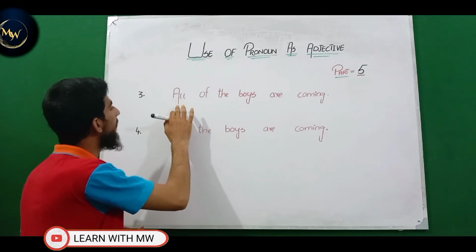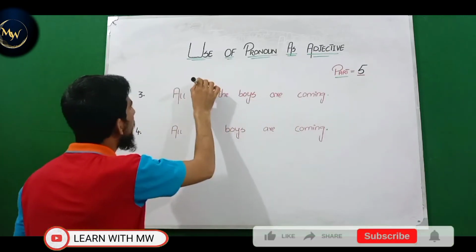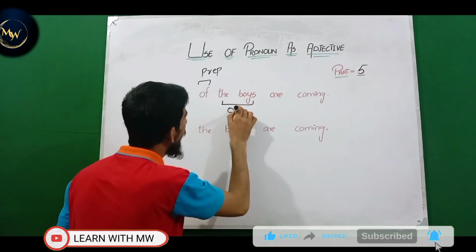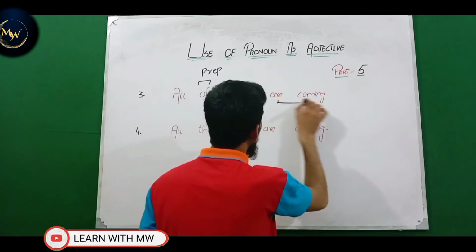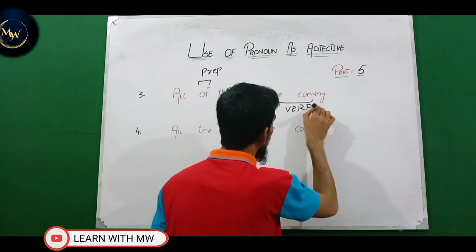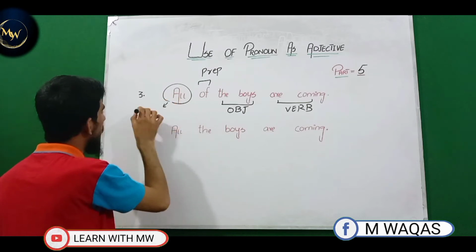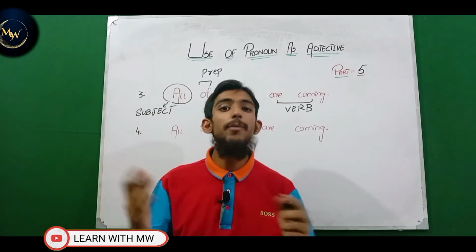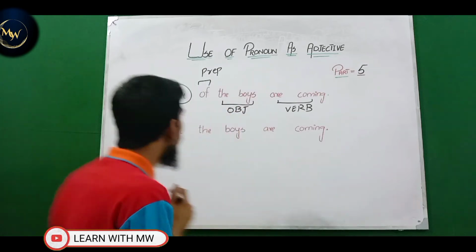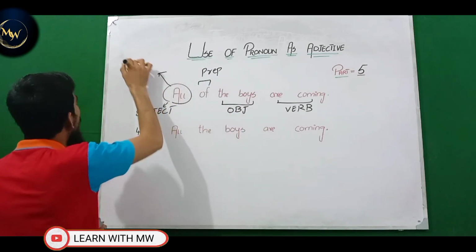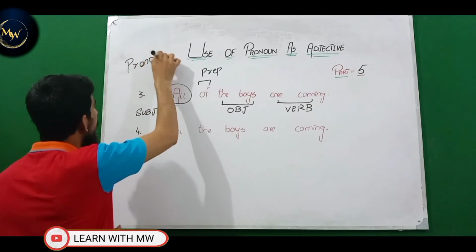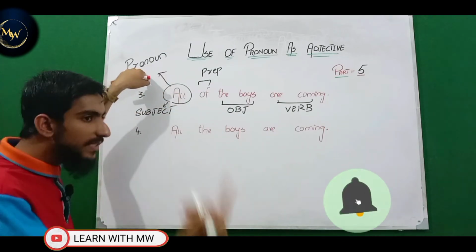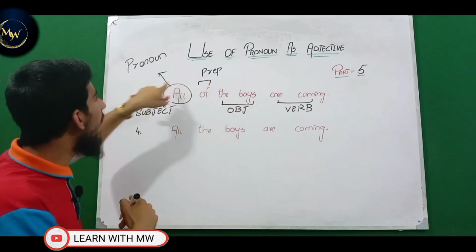I have written the example: all of the boys are coming. Look, "of" is a preposition, and we have learned in the previous slide that what comes after the preposition we call the object. So "of the boys" is the object, and "are coming" is the verb. Look at "all": it is the topic of the sentence, and the topic of the sentence is called the subject, and a subject in English grammar can be either a noun or a pronoun. We all know all is a pronoun, and more specifically an indefinite pronoun because it refers to some general persons or things. So in this sentence, all is used as a pronoun.